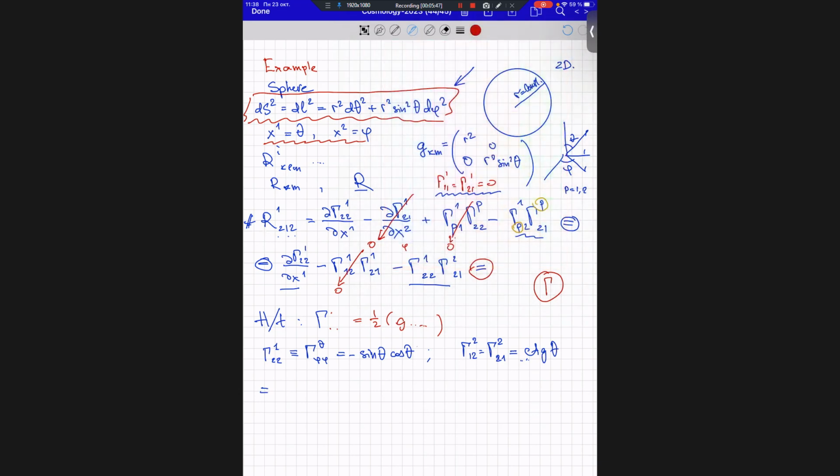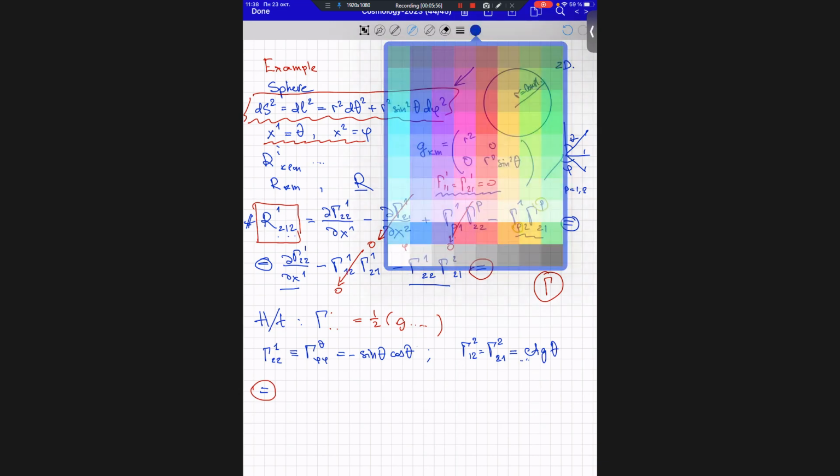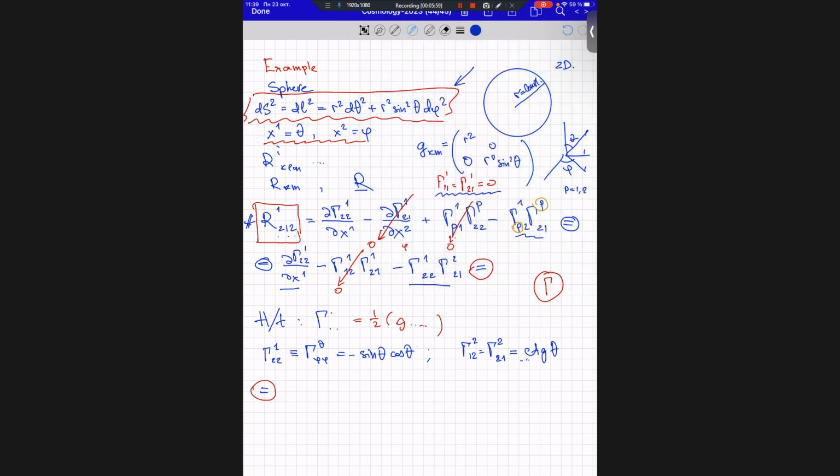So if we continue this procedure, I will put it to remind what we want to obtain, this component. We just need to write that this is d by dx1, d theta, of minus sine theta cosine theta, minus, and since this is 2, 2, this is minus, it will be plus sine theta cosine theta on cotangent theta.